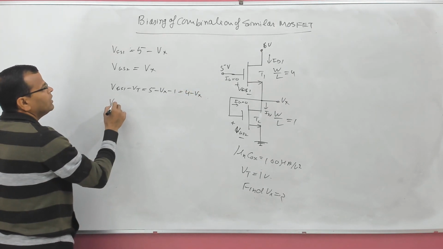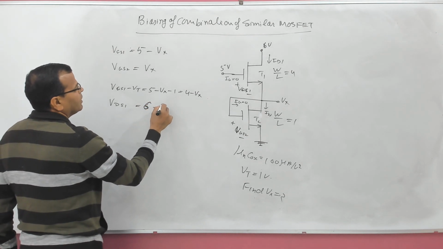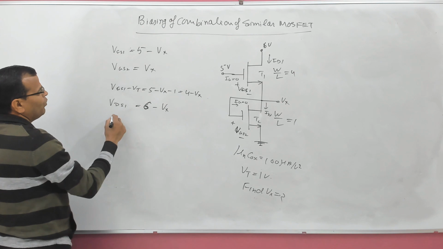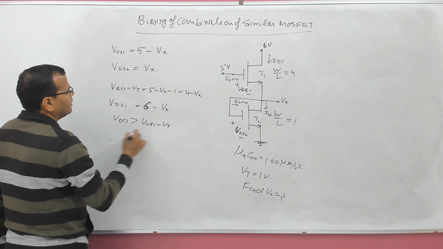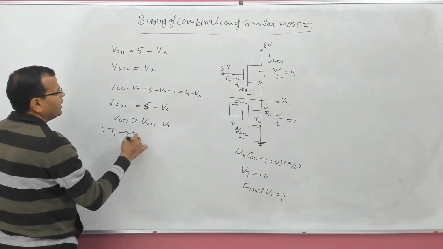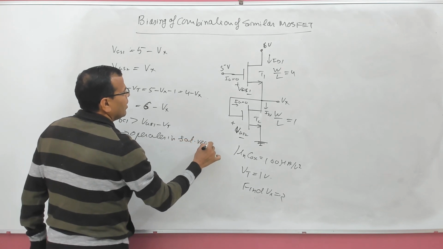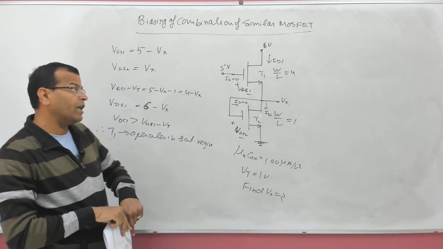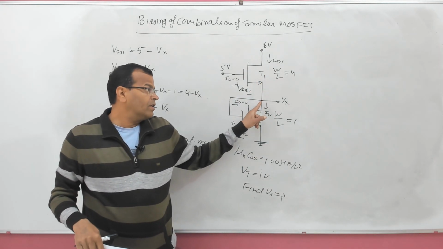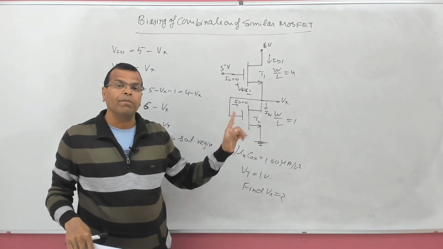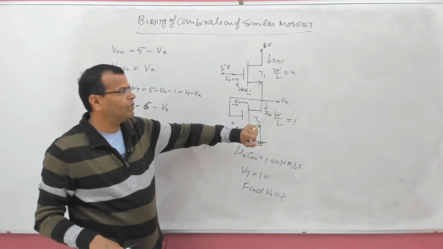And what is VDS1? That is 6 minus Vx. But you can see here VDS1 is greater than VGS1 minus Vt, and that indicates therefore T1 operates in saturation region. Why? Because the expression of drain current is different for this and this. Whenever the drain terminal is shorted with the gate terminal, MOSFET always operates in saturation region. So this is operating in saturation region.